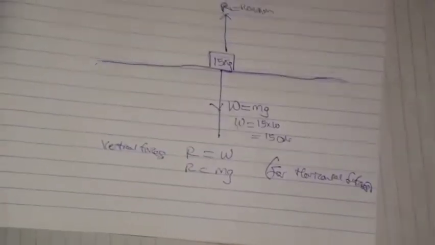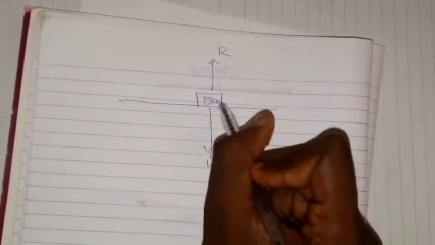Let's move on now and take another case. We've checked the vertical forces. We said we have R and W. Let me use the next page. Let's say we are treating a body of mass 15 kilograms. The weight is 150 Newton. Then we have a normal reaction. This is just the vertical force.